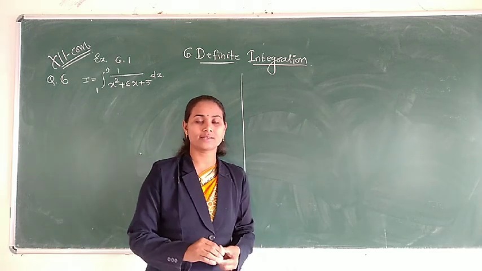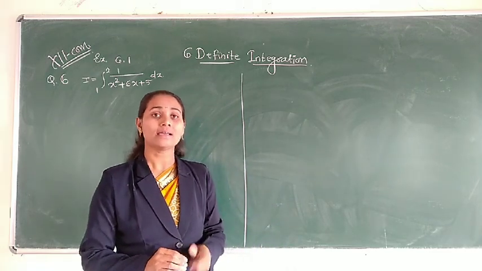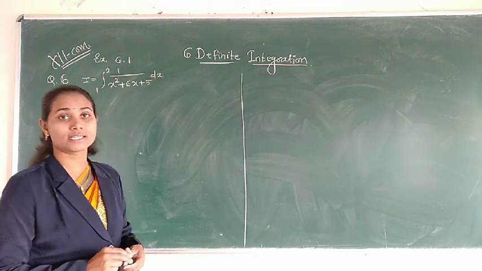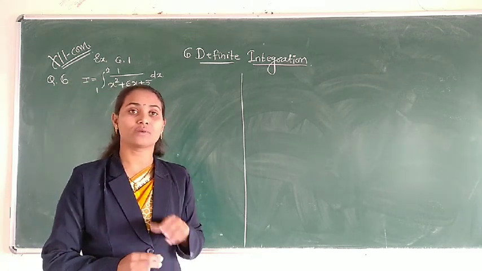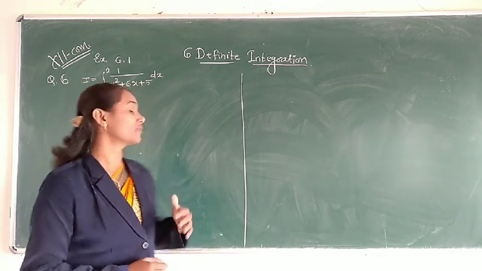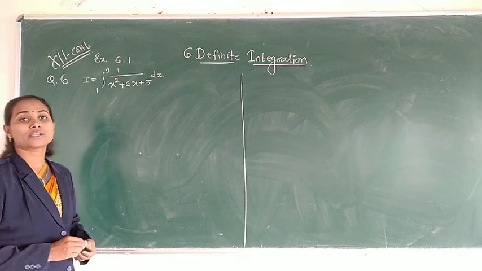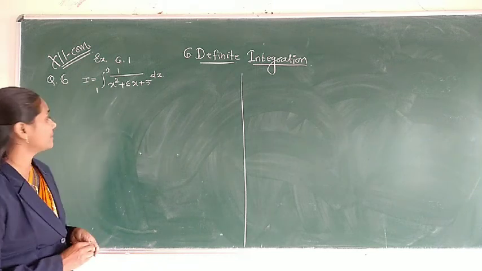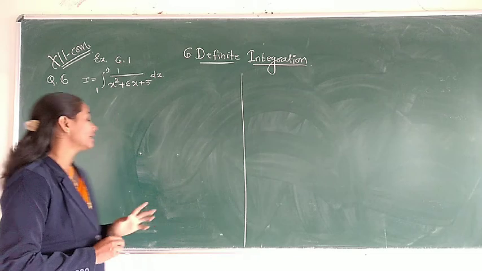Last time we started our 6th chapter, definite integration, and in that lecture we completed exercise 6.1, question number 1 to question number 5. Now we are going to continue with question number 6: integration with limits 1 to 2 of 1 upon x square plus 6x plus 5 into dx.